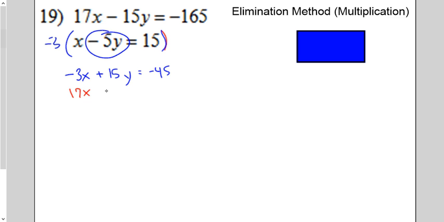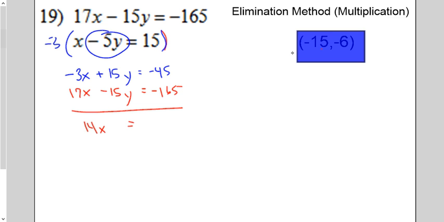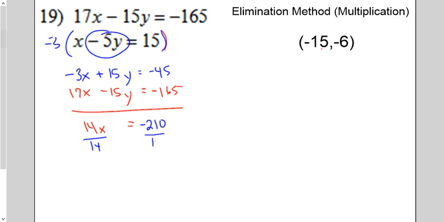Let me rewrite the top equations. That way we can just combine these together with addition. Let's see, that'll be 14x equals, I believe it's negative 210. And forgive me if this is not negative 210. I'm just trying to do it all without a calculator, but we would divide both sides by 14, and x should be negative 15. Okay.